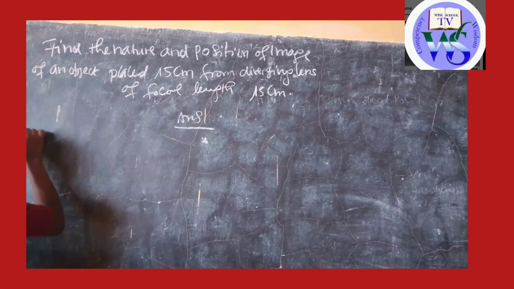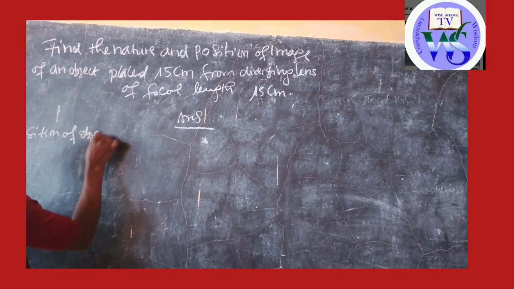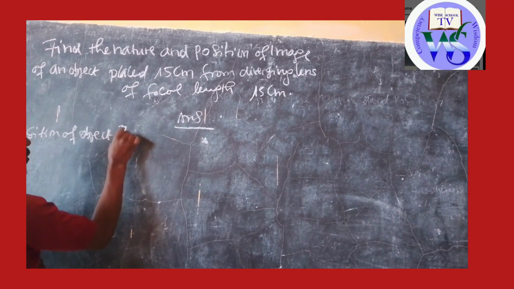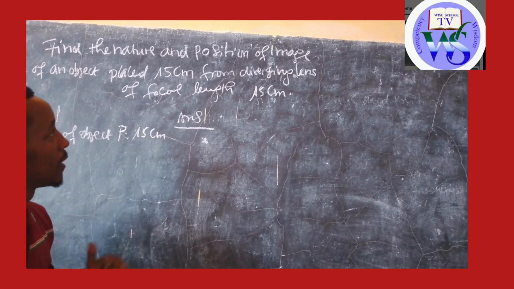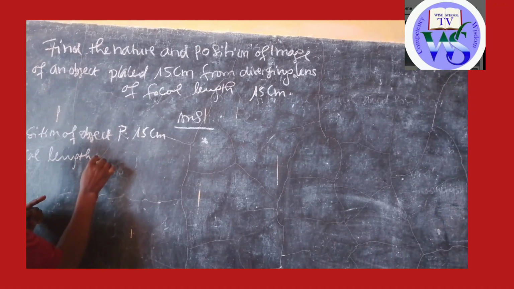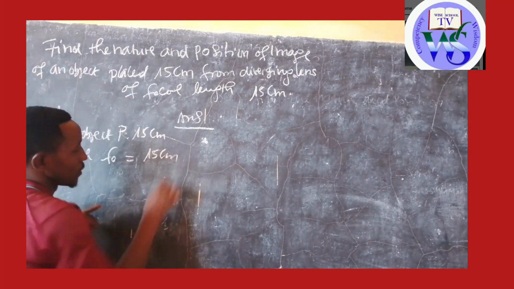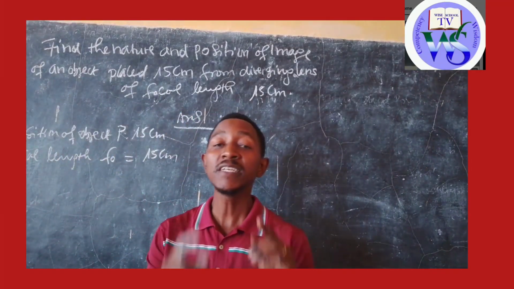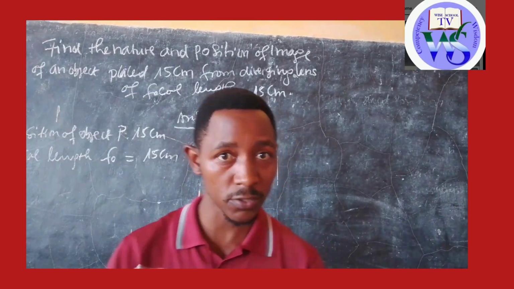We have the position of the object, P, which is equal to 15 centimeters. Also we have the focal length, F, which is also 15 centimeters. But remember that this focal length is for the diverging lens.